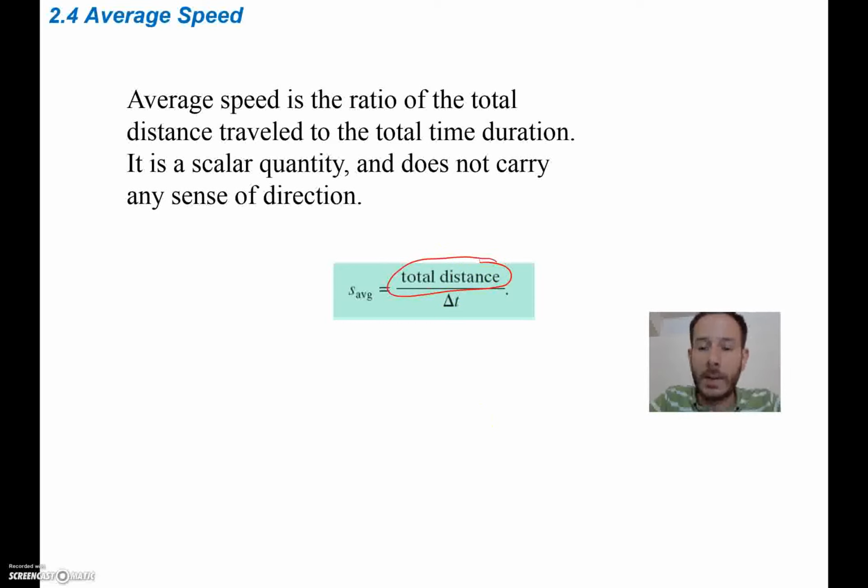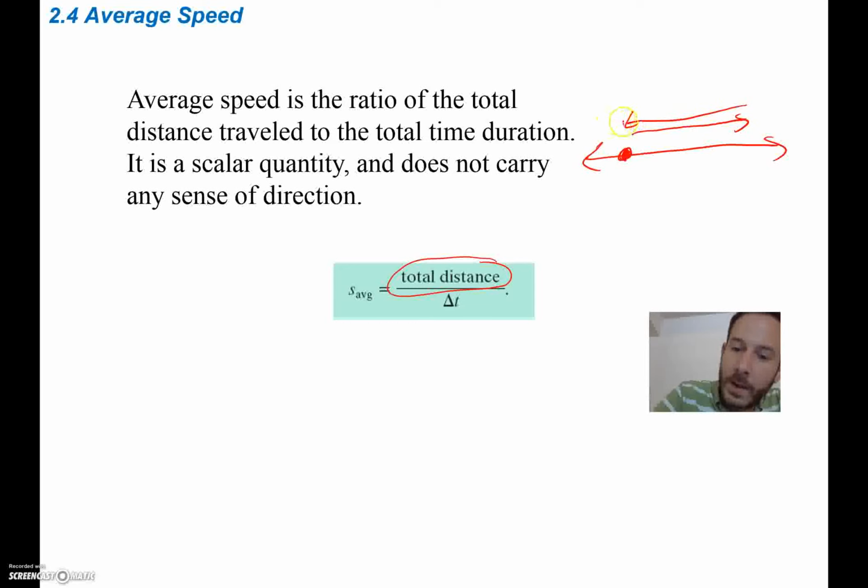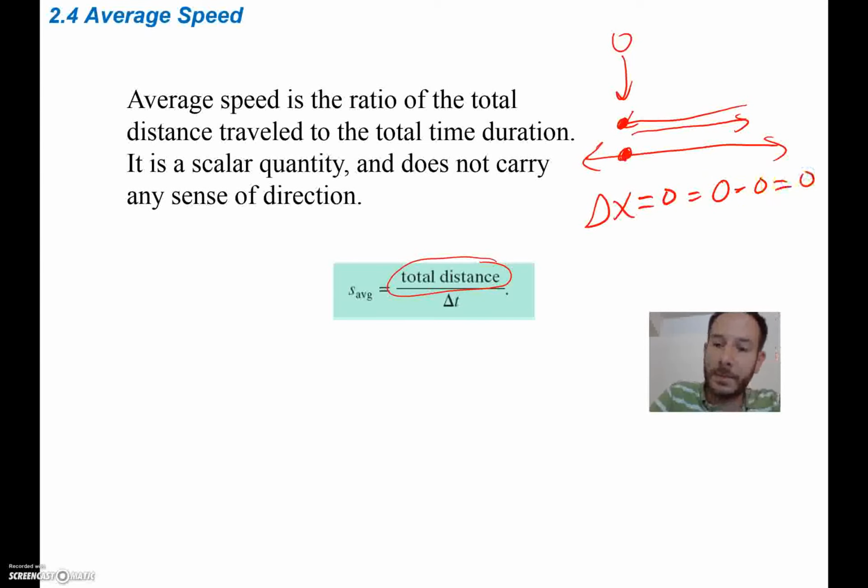Now to show you a counterexample for this, let's say that here's our x-axis here. And we had a particle starting here. And then it went this way, and then it went back. So that its final position was also here. Its delta x, which is its displacement, is actually going to be equal to 0. Because its final position, which is, let's just call this 0, the origin, its final position is 0. And its initial position is also 0. So you just have 0 minus 0.